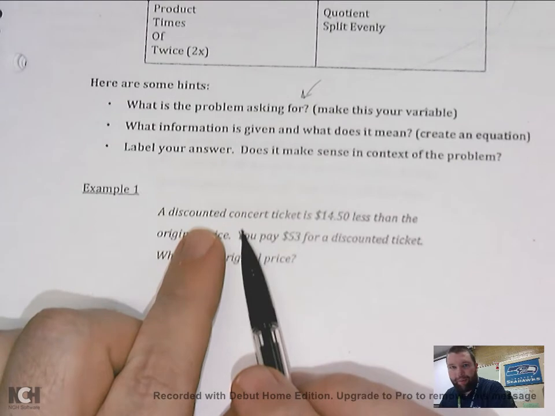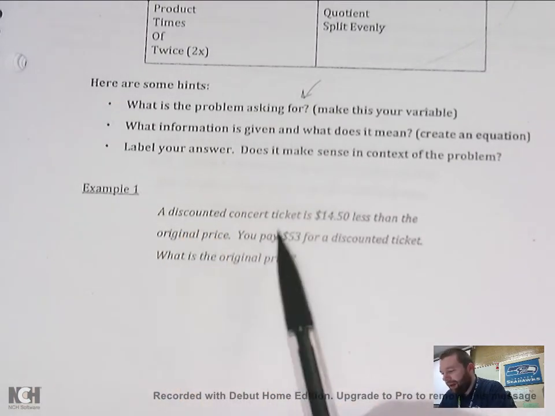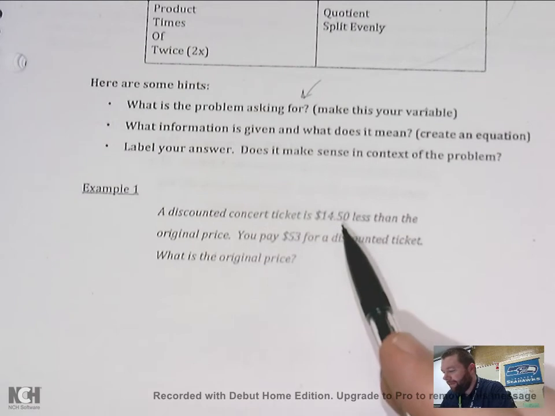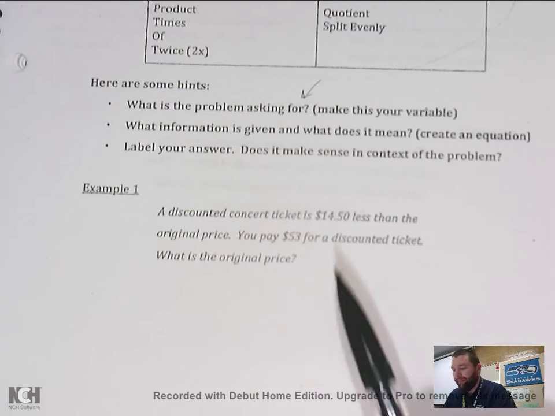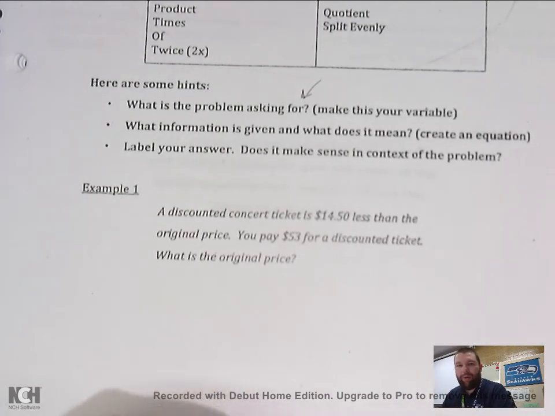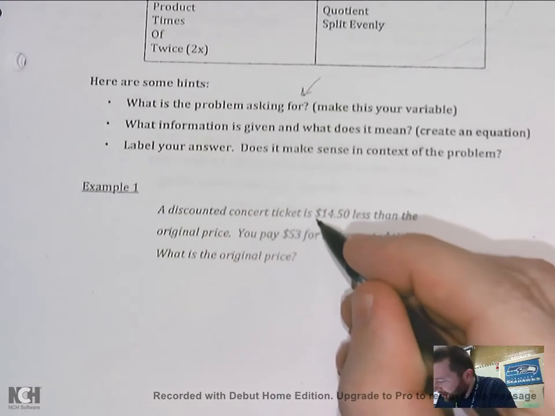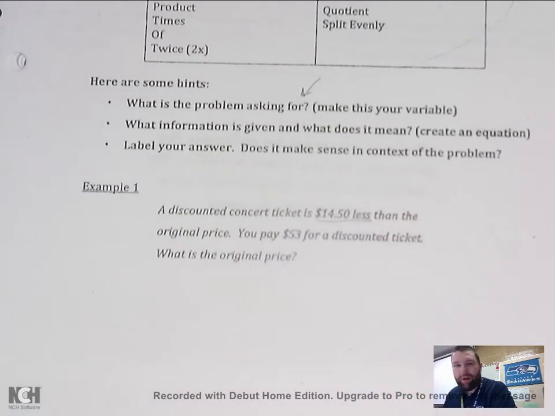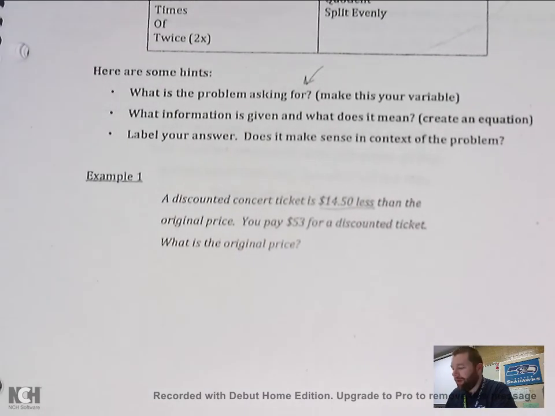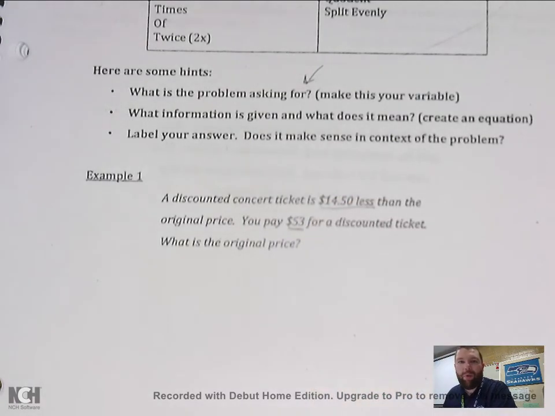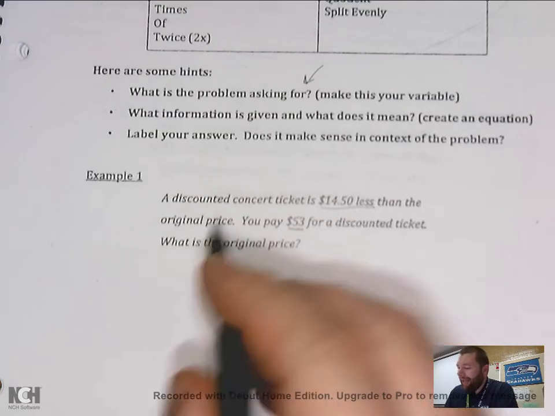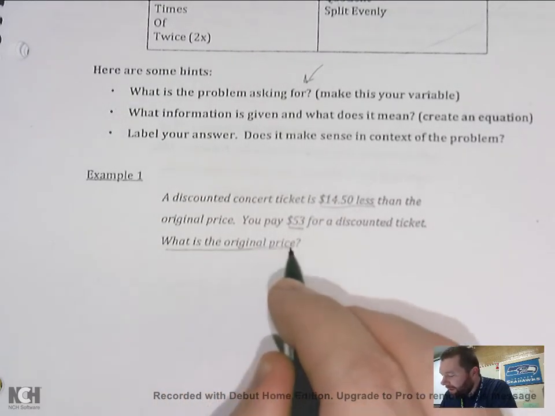So here's my first word problem that I want to go over with you guys. A discounted concert ticket is $14.50 less than the original price. You pay $53 for a discounted ticket. What is the original price? So when I go through here, I'm going to underline information that I think is important. First of all, the discounted ticket is $14.50 less than the original. And I know that I paid $53 for the discounted ticket. And it is asking, what is the original price?